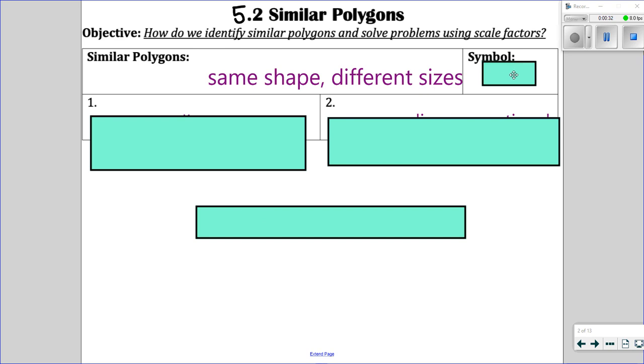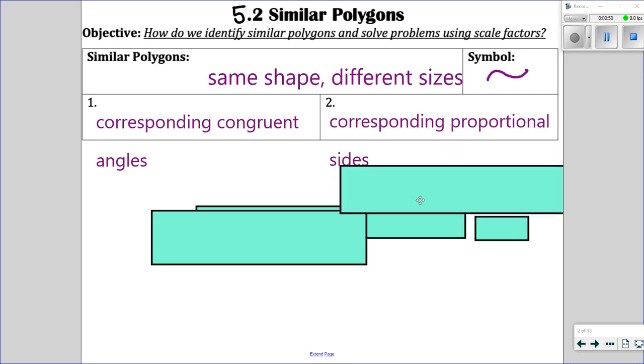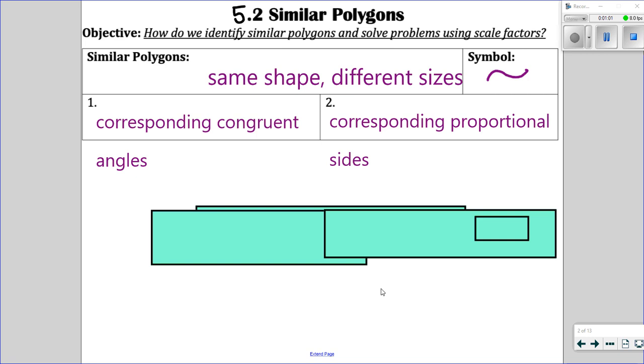And the symbol for similar is a little squiggly line. You've seen that on top of the equal sign when those two put together gives you the congruent symbol. But without that equal sign underneath it, and it's just the squiggly line by itself, it means similar. When it comes to similar polygons, there are two things to look for: one, corresponding congruent angles, and two, corresponding proportional sides. So with similar polygons, you have to have congruent angles and corresponding proportional sides.